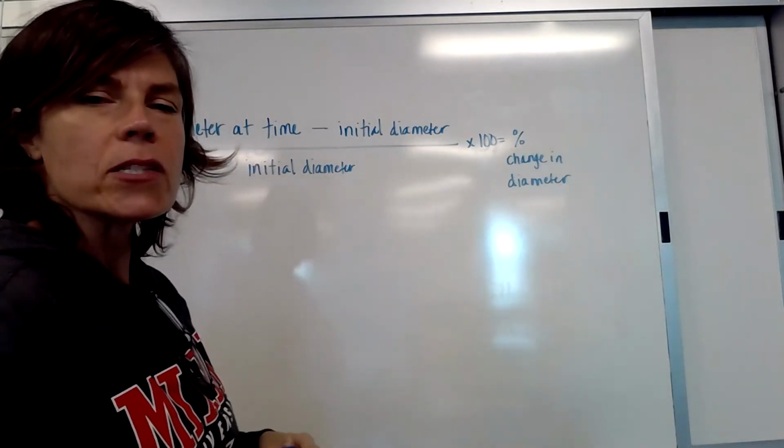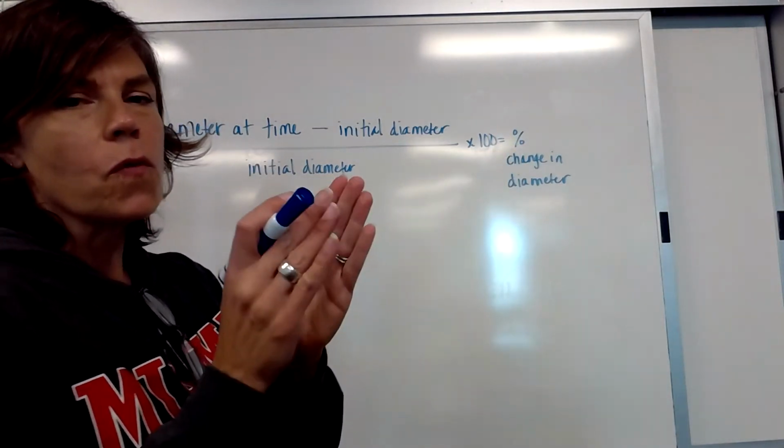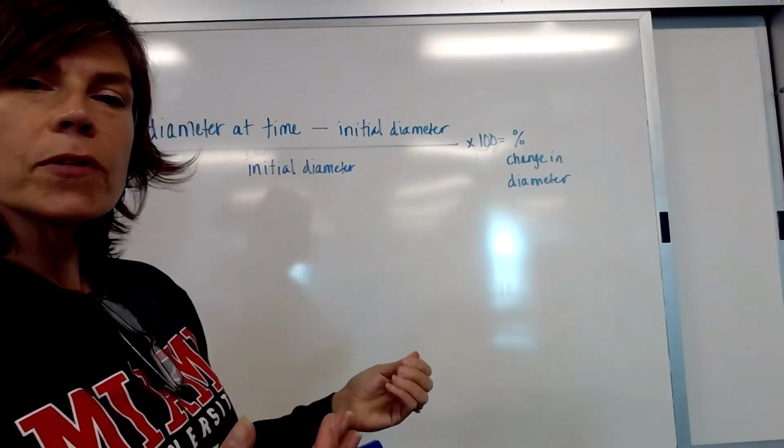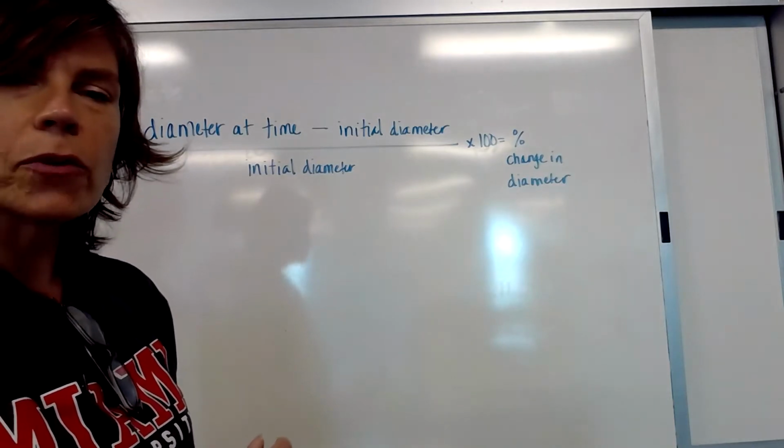What you're calculating is the percent change in diameter for that water ring. We're trying to see how that water ring gets bigger over time or how it doesn't get bigger over time.